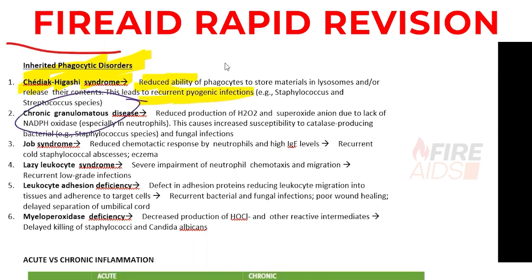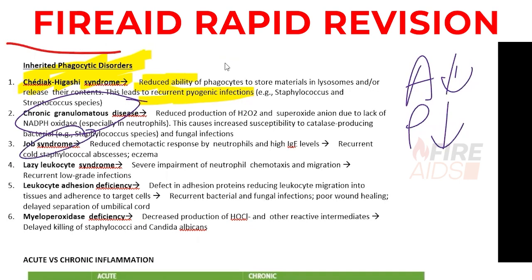Number 2 is chronic granulomatous disease. In this, there is reduced production of H2O2. So in the first, ability is reduced; in the second, production is reduced. That is the point you need to know. What happens here? You get fungal infection also, along with bacterial infection. So that is chronic granulomatous disease.